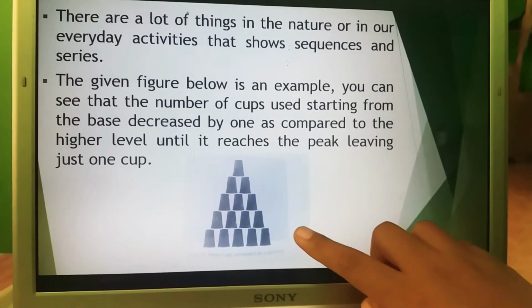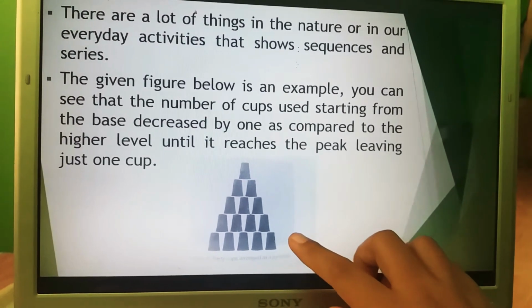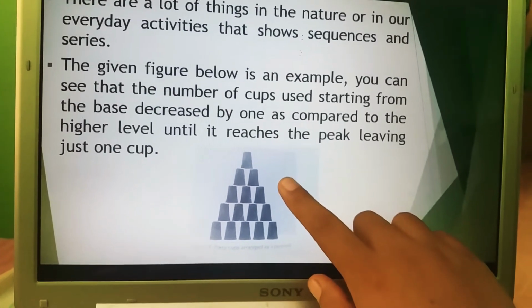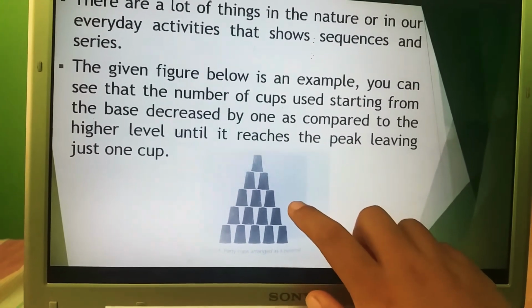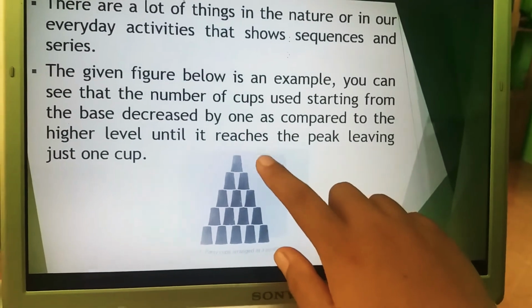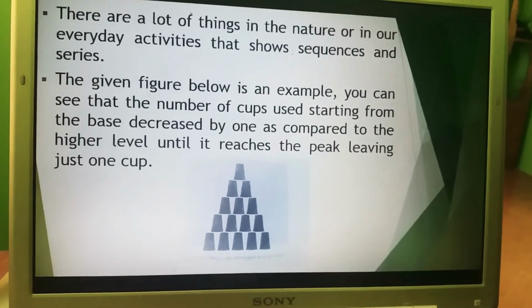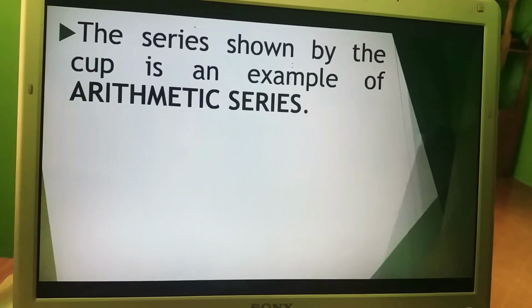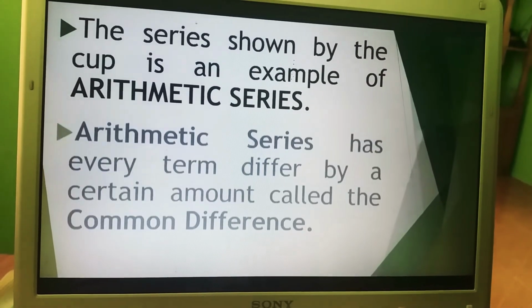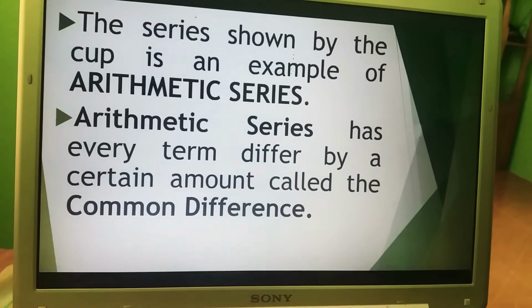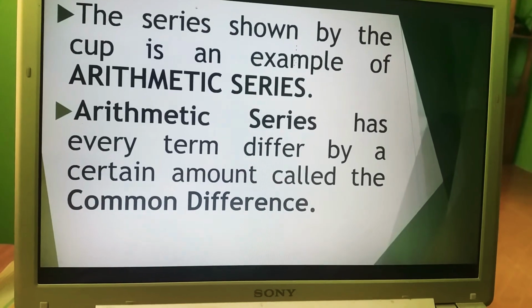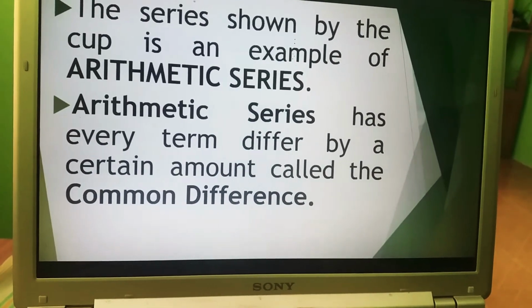You can see that the number of cups used, starting from the base, decreased by 1 compared to the higher level until it reaches the peak, leaving only 1 cup. The series shown by the cups is an example of an arithmetic series. So what is an arithmetic series? An arithmetic series has every term differ by a certain amount called the common difference.